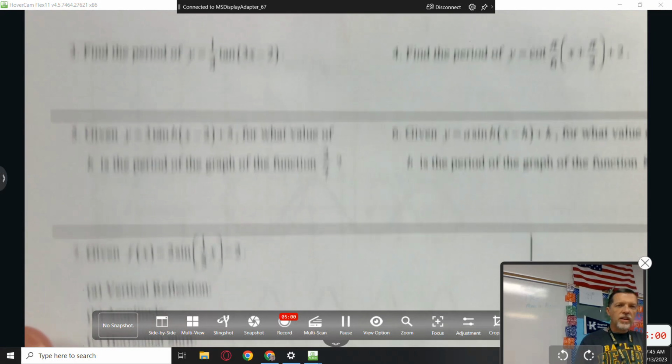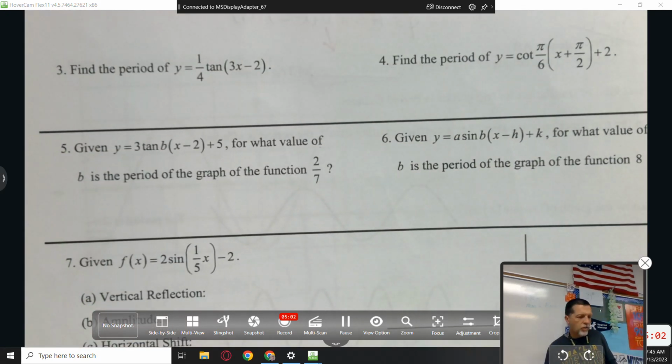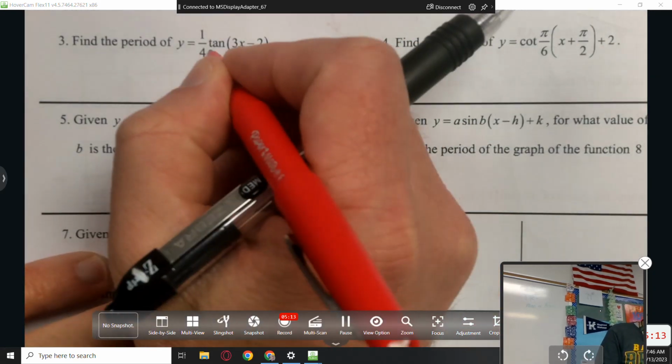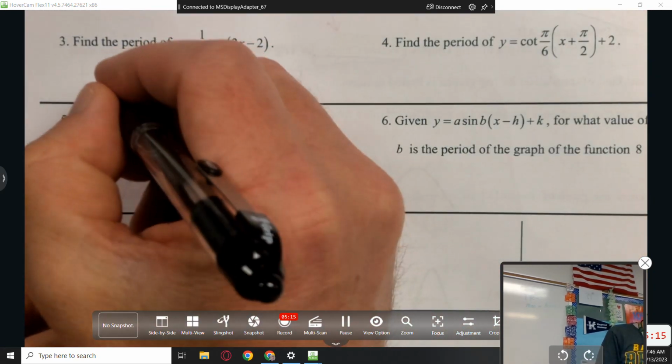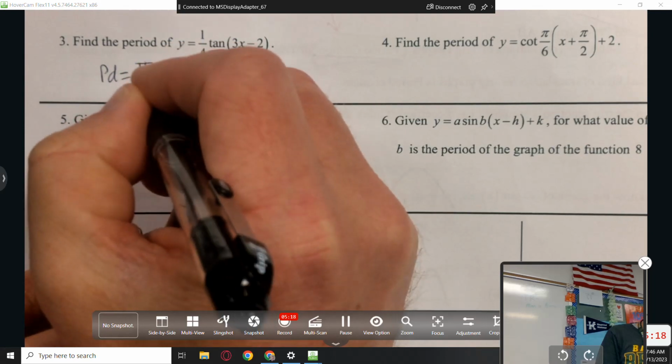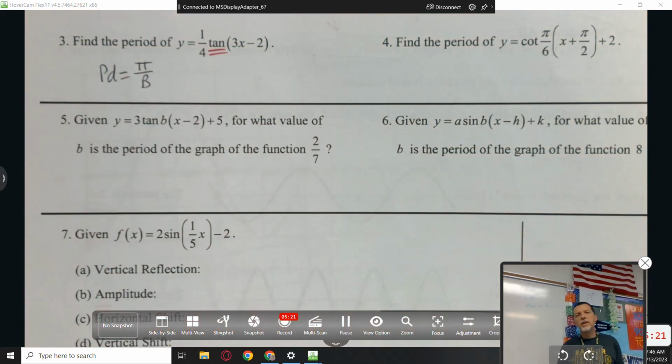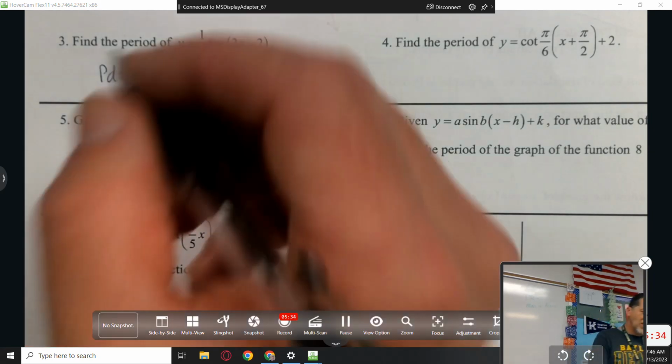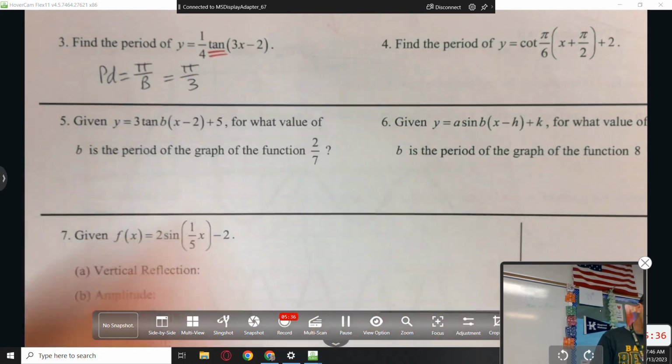Number 3. Find the period of y equals 1/4 tangent of 3x minus 2. Okay, what's different about this one than 1 and 2? It's pi over b. Yeah, it's pi over b because we're dealing with tangent. So period is pi over b. This was a little bit different. What's b equal to? Which of those numbers is b? 3. So this period is pi over 3.